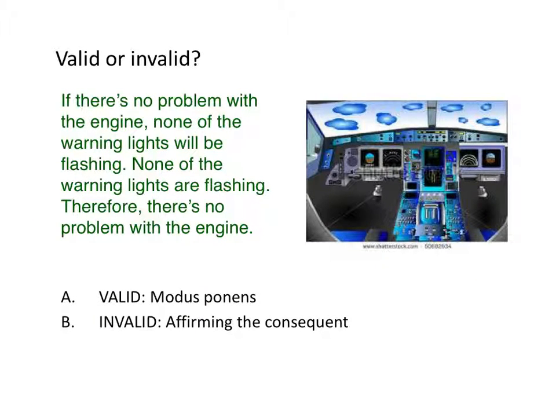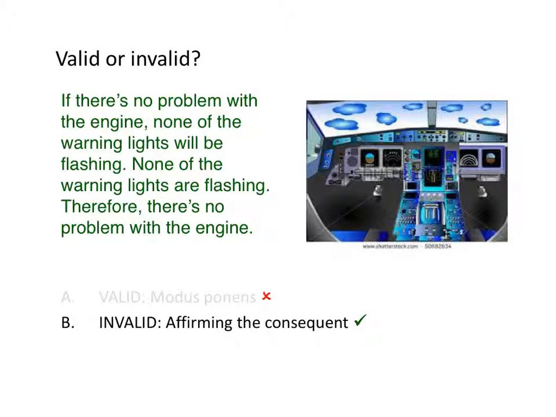Second quiz question. Here's another argument. Is it modus ponens, the valid form, or affirming the consequent, the invalid form? If there's no problem with the engine, none of the warning lights will be flashing. None of the warning lights are flashing, therefore there's no problem with the engine. Valid or invalid? Again, pause the video for a moment and think about your answer before continuing.